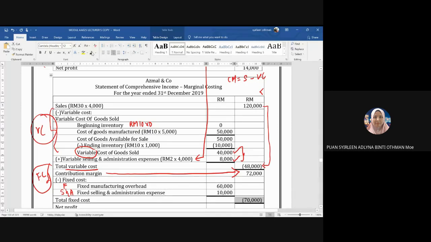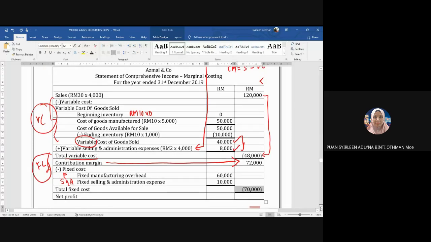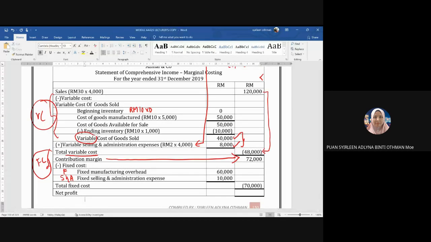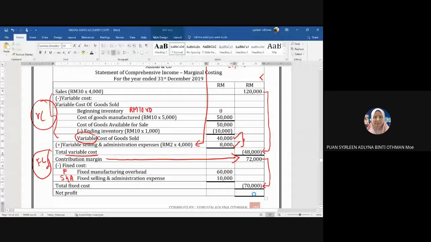So tadi awak dah ada contribution margin. You tolak dengan your fixed cost. Okay, you dapat net profit. Pelik kan? Kira semua item sama, semua benda diulang tapi diletakkan di rumah yang berbeza. And then you end up with a different net profit. Okay, kalau absorption tadi you dapat 14,000, bila marginal you akan dapat 2,000 saja. Okay, kenapa? Nanti kita bagi tahu kenapa. Sebab you need to do the reconciliation later.